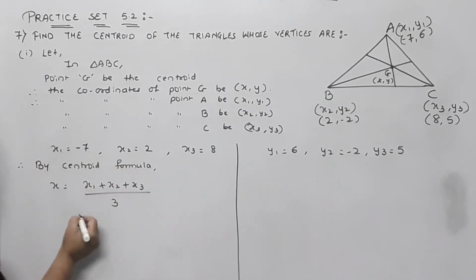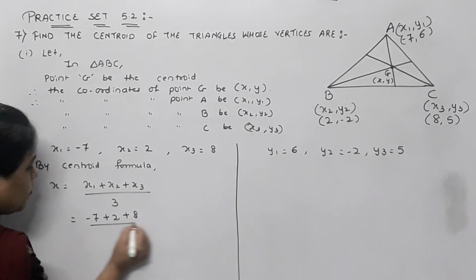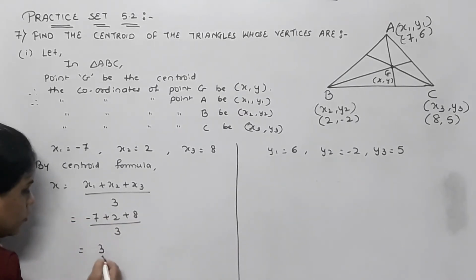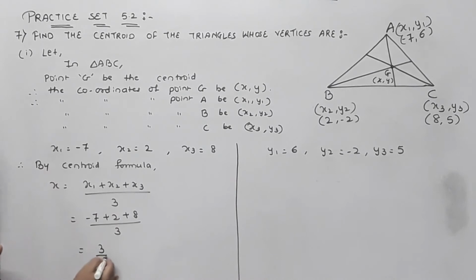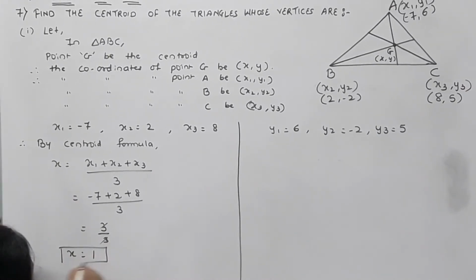Now note down, -7 plus 2 plus 8 upon 3. So it will be 8 plus 2 is 10. 10 minus 7 is 3 upon 3. So it will be cancelled and you will get 1. X equals to 1. Coordinate of x is 1 here.